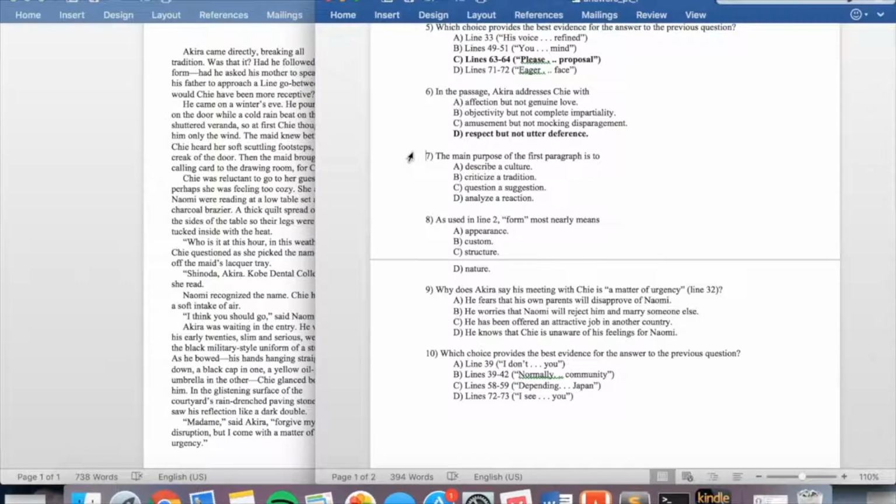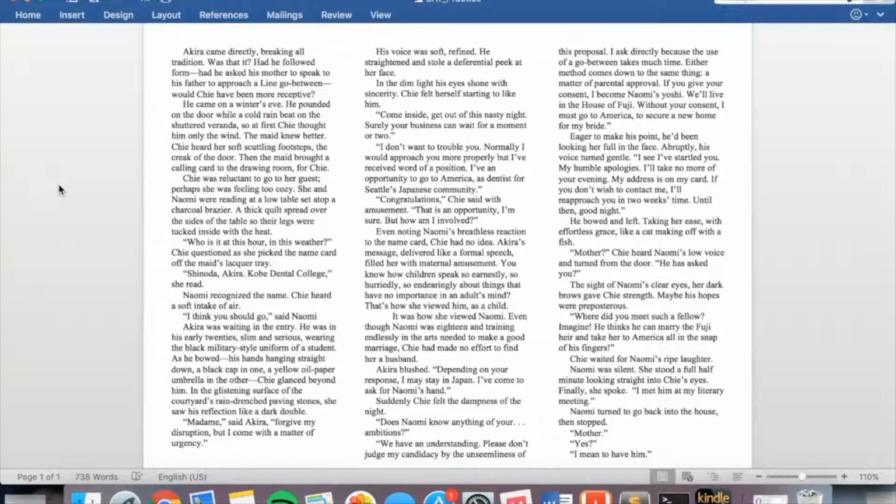The main purpose of the first paragraph is to... Okay, so this is one of those smaller, honed-in questions. It's asking about just one paragraph, the first paragraph. And so we can just go read through the paragraph again a couple times and see what the answer might be. There's no tip for this type of question in general, but in this specific case, it's important to note that this first paragraph actually happens temporally after the rest of the passage.